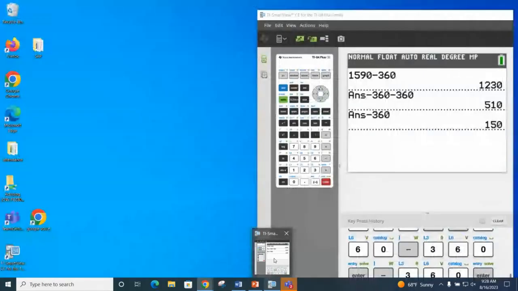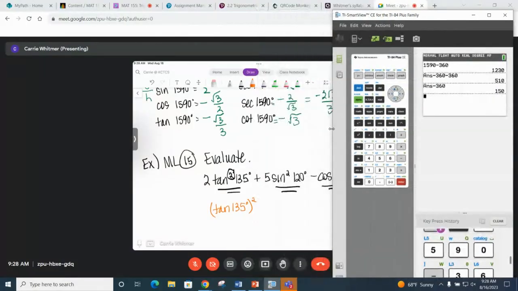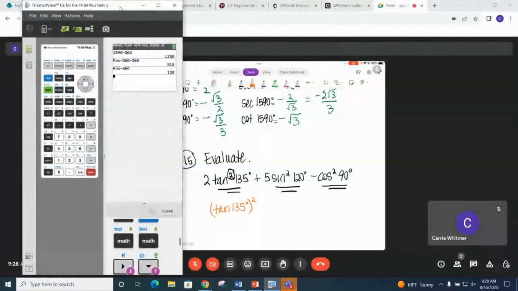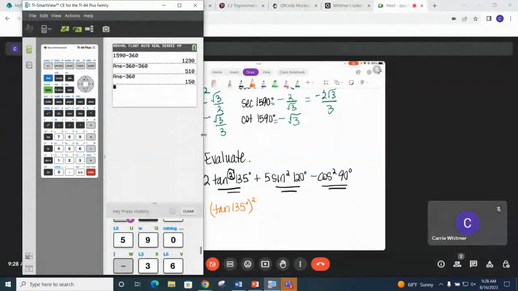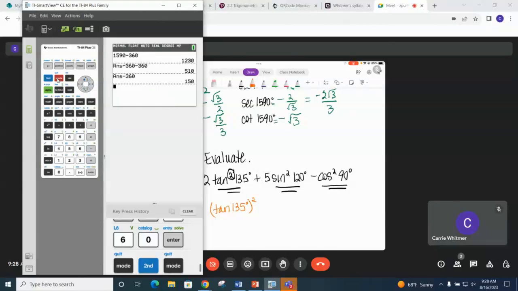Okay, so when I put it in my calculator, I'll make this a little smaller so we can see the whole problem. First of all, double check, make sure your mode is in degrees. Probably is because we changed that earlier. Okay, and then I'm going to type in 2 tangent of 135 and then square it.